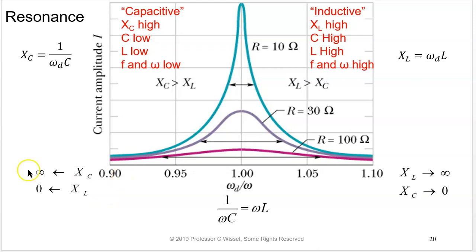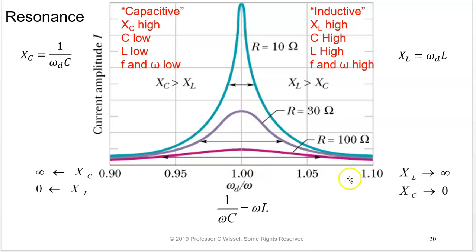If you take this all the way to 0, so in other words, the frequency is 0, that's DC. XC has a tendency toward infinity. You can see that if you plug 0 in here, this is going to go to infinity. So XC gets extremely high. The capacitor acts like an open circuit. So in other words, the power goes to 0. XL also goes to 0, so the inductor acts like a short circuit.